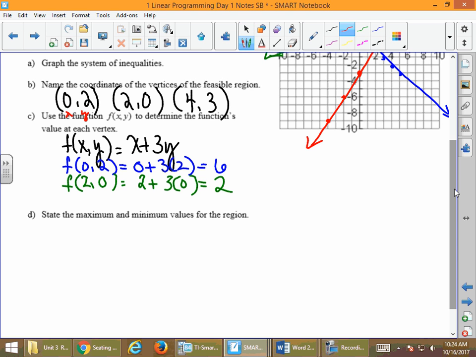And we have one more ordered pair, 4, 3. So it's going to be f of 4, 3. 4 is going to go back into our equation for x, and 3 is going to go back in our equation for y. 3 times 3 is 9, so 4 plus 9 is 13.